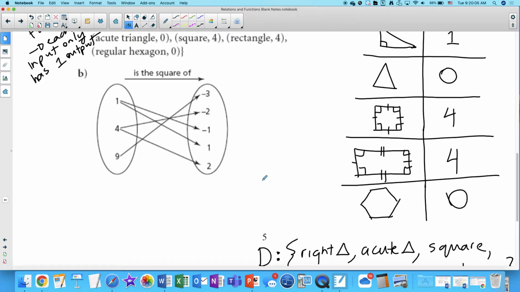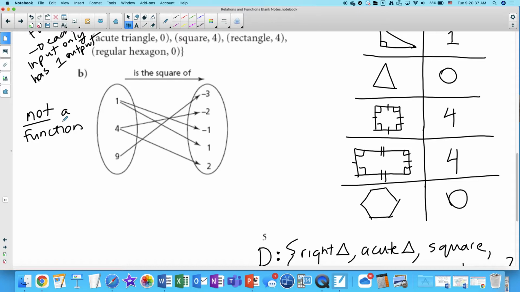No. Right. How come? Yeah. The input of 1 has 2 possibilities. It could either be -1 or 1. Okay, so not a function. And if you are asked why, it's good enough to just say there's at least one input, for example, 1, that has 2 outputs. That is justification.